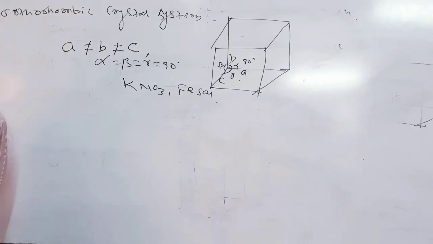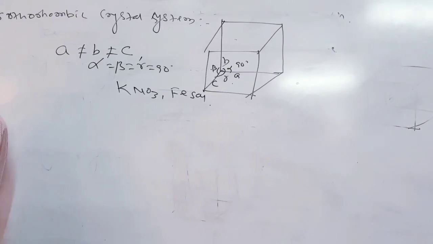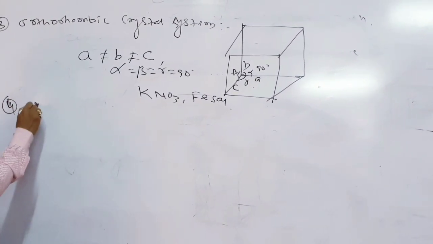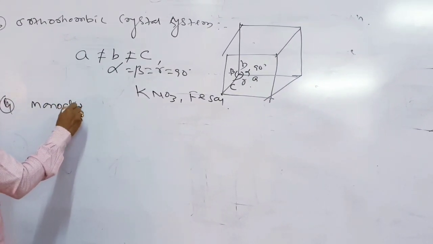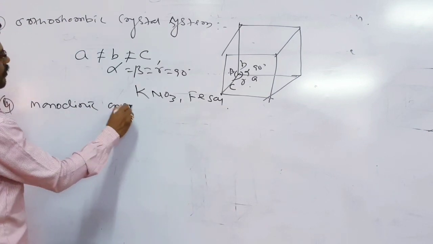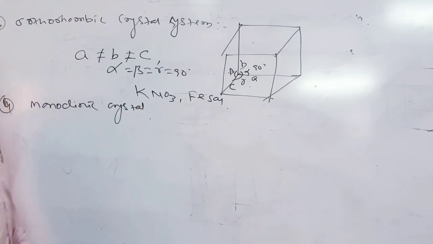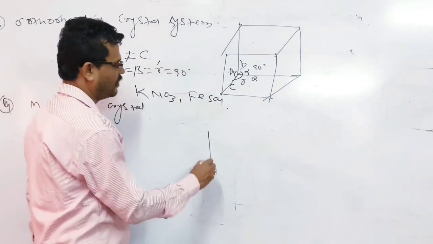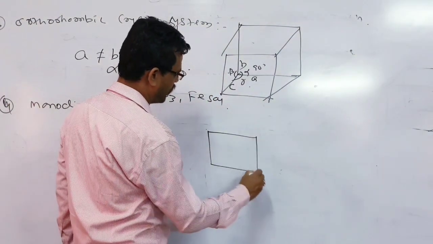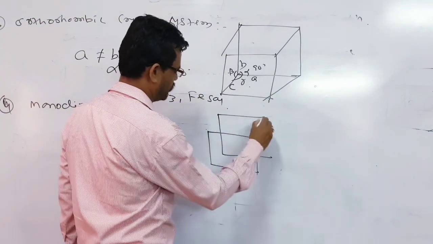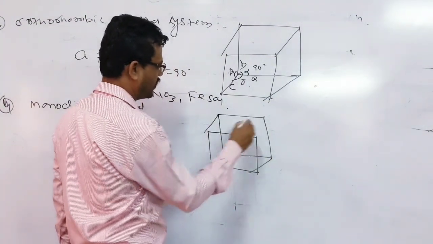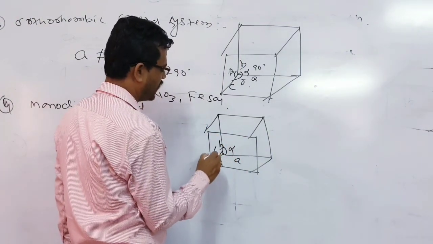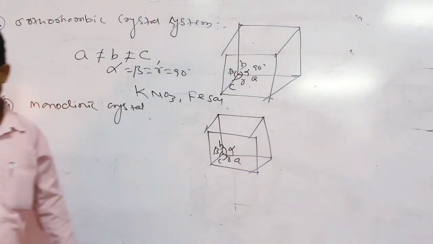Now let us move to the monoclinic crystal system, the fourth category. In the monoclinic crystal system, just like in the previous cases, the bond lengths and angles are found to differ from each other. So here we have three lengths A, B, C and three angles alpha, beta and gamma.